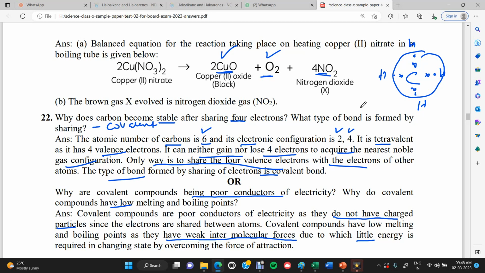Why are covalent compounds poor conductors of electricity? They do not have charged particles, so they behave as poor conductors of electricity. And why do covalent compounds have low melting and boiling points? Because they have weak intermolecular forces. So, because of that, little energy is required to change the state. Clear?